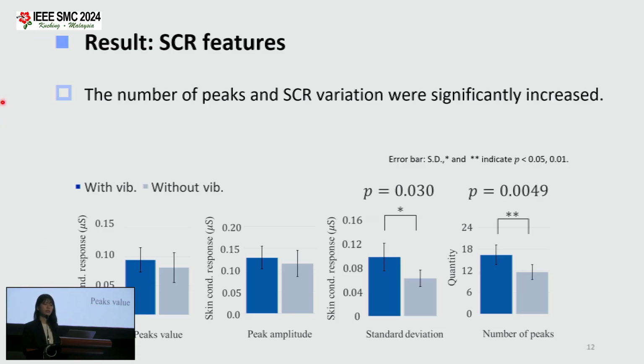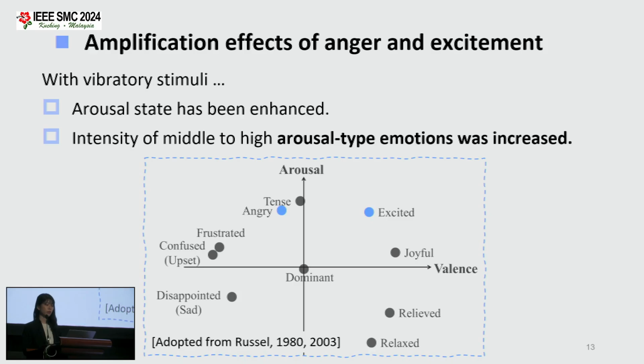Next, here are test results for SCR features. While there are no significant changes in the peak value and amplitude, the variability of SCR and the number of peaks was significantly increased by the vibratory stimuli. These results suggest that vibratory stimuli led to an increase in SCR activity and heightened the physiological arousal.